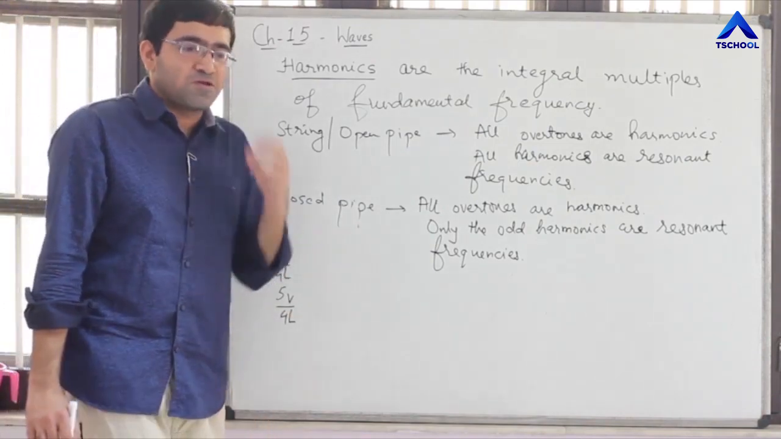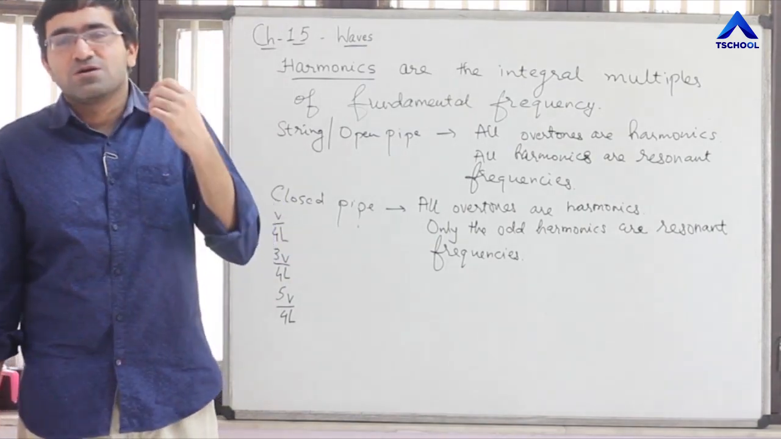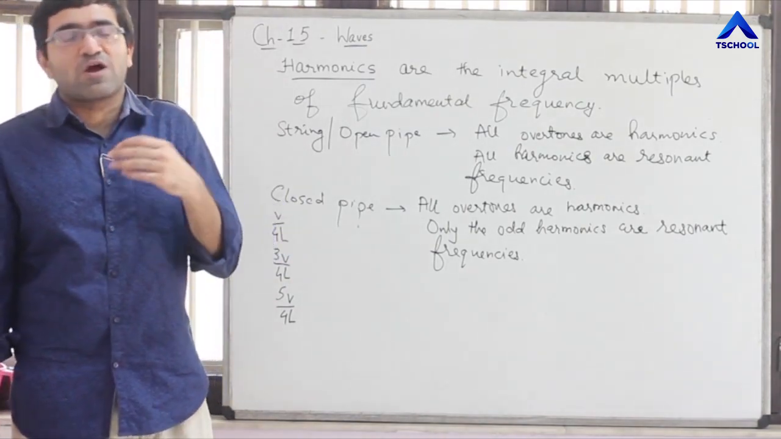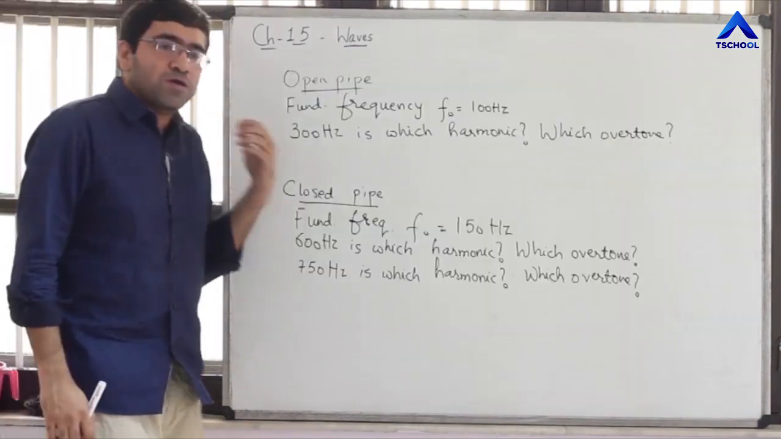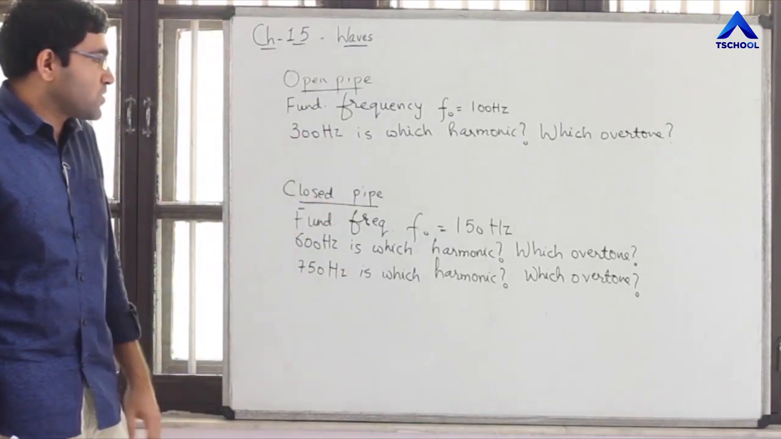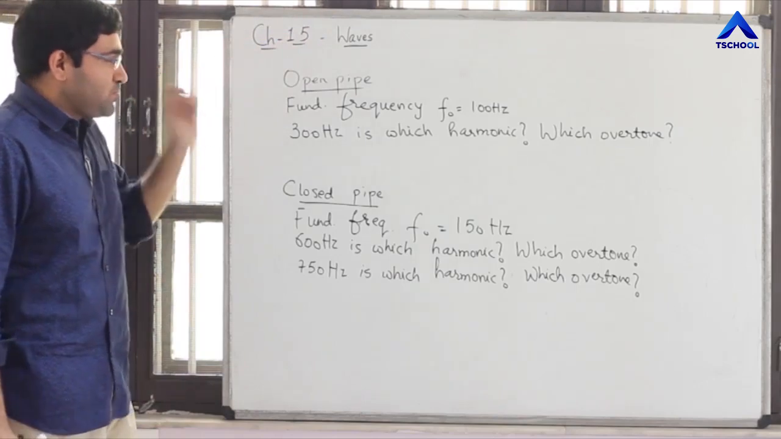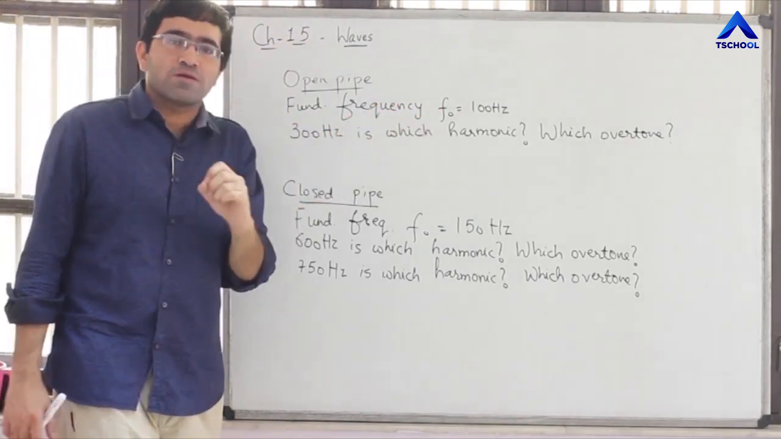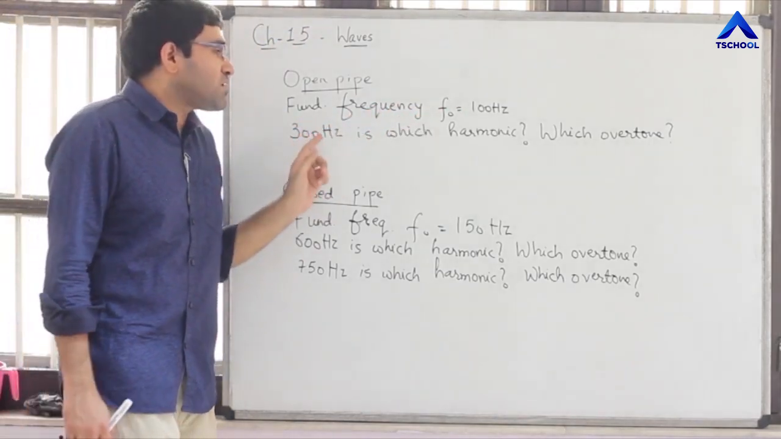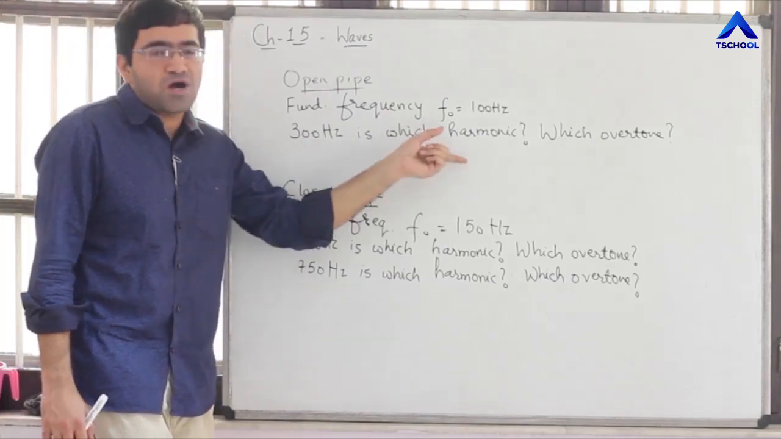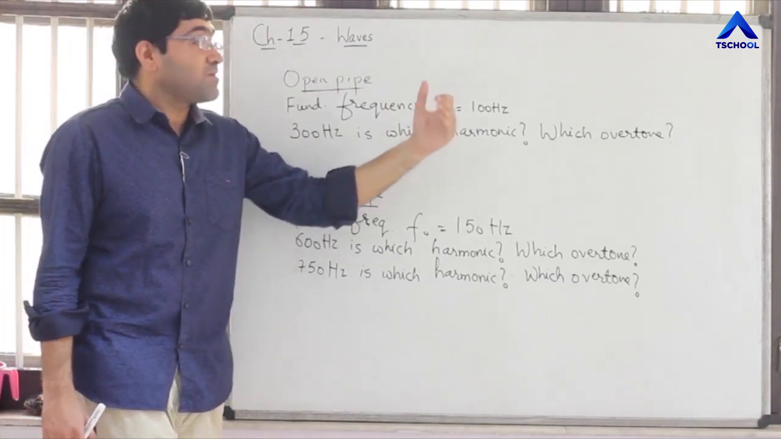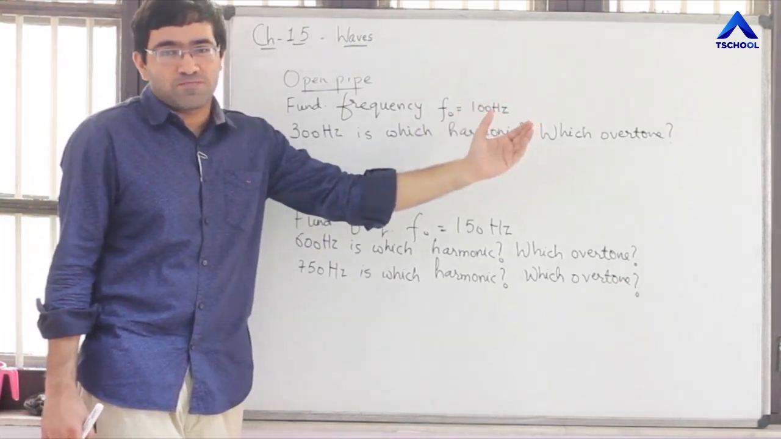Now I'm just going to give you a little practice to find out the harmonic and the overtone in case the fundamental frequency is given. Okay, here is the practice question for you. Suppose there is an open pipe whose fundamental frequency is 100 Hz. You have to tell me that 300 Hz would be which harmonic and also which overtone.